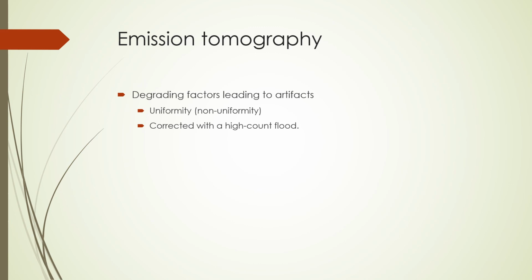Non-uniformity issues that degrade image quality in emission tomography can be traced to either the detector or collimator. These non-uniformities will show up as circular artifacts in the image unless corrected. The correction for non-uniformities is to acquire a high count flood of 30 million counts. We shall learn more about non-uniformity correction in the next lecture.